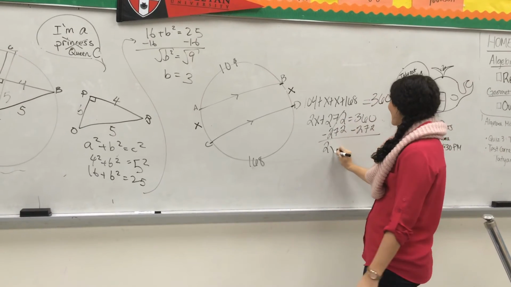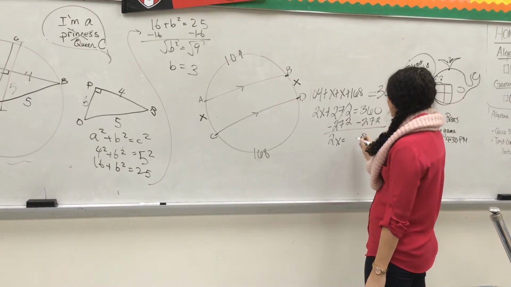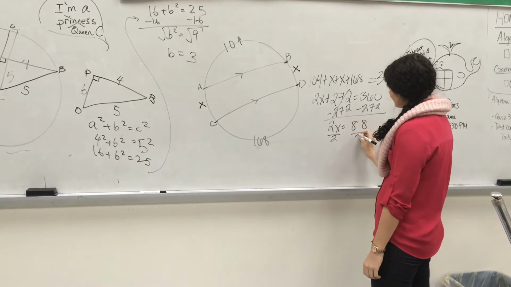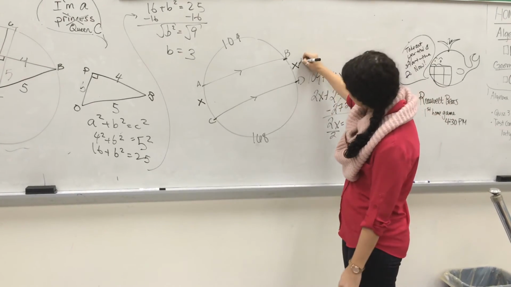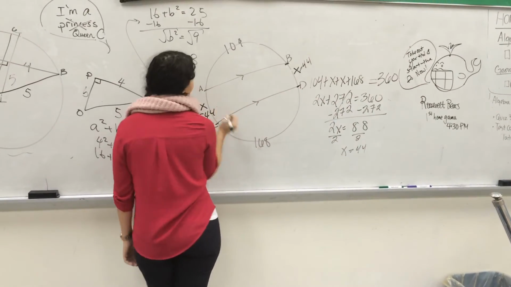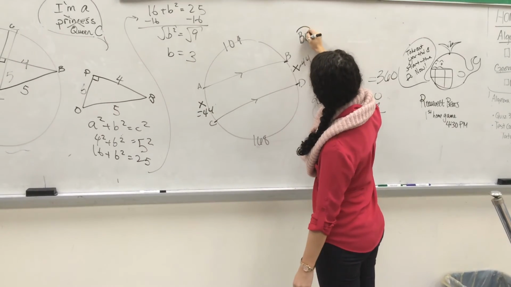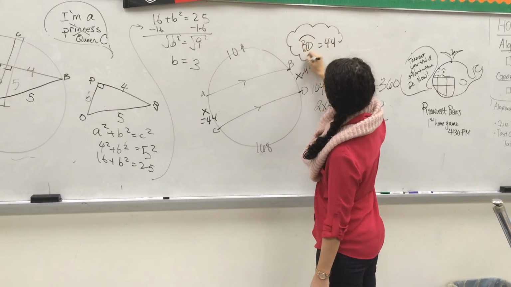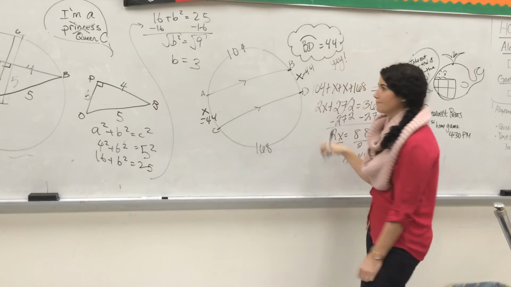2x is equal to 88. So then divide by 2. x is equal to 44. So each of these little arcs is 44 degrees. Now, this is what you do. Arc BD is equal to 44. You circle it, you bubble it, you cloud it, and then you write yay, because you're done.